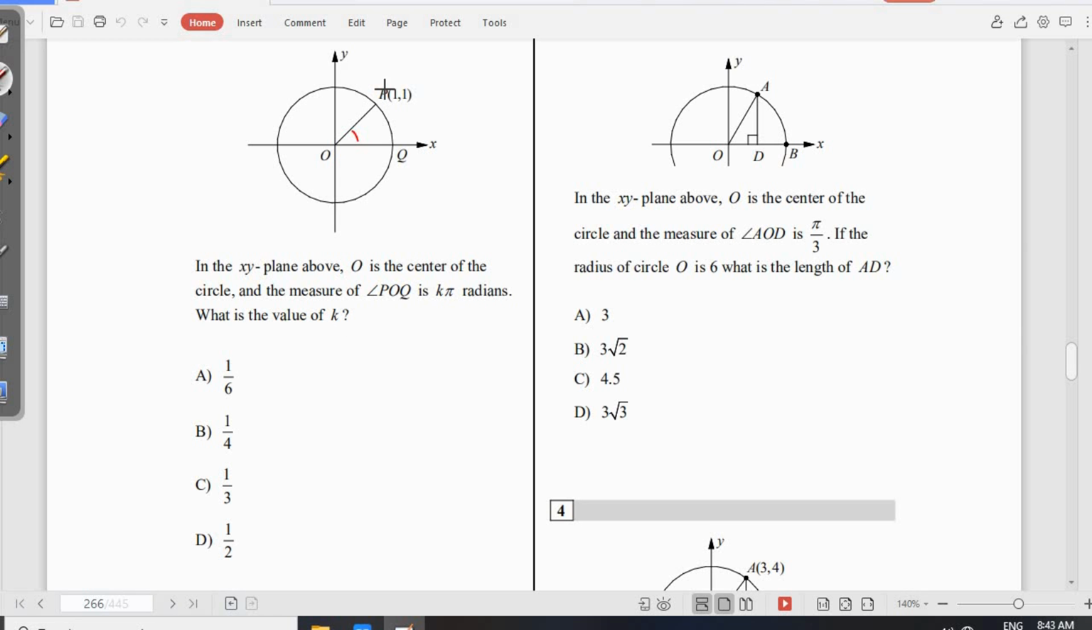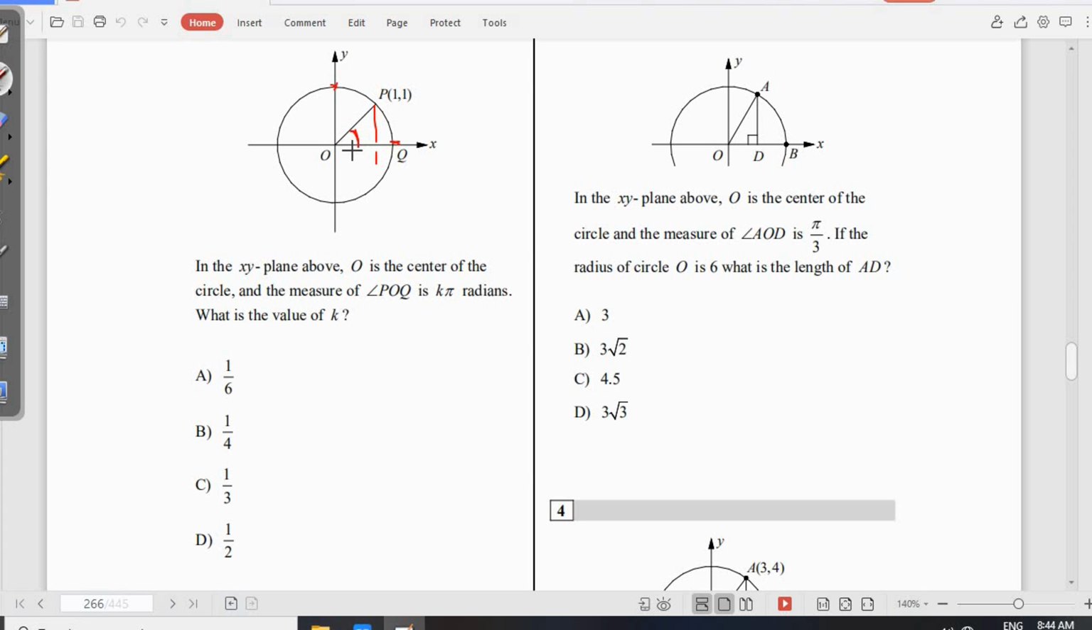Now if this point P is (1,1), that means here is 1, so it's a unit circle, and here is also 1. For it to be (1,1), if you drag this line like this, here is 1. You see, that is the location (1,1). So what's the value of k? Because POQ is k pi radians, this angle theta here.